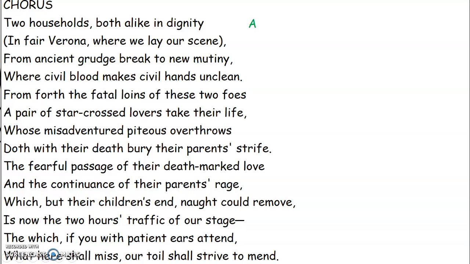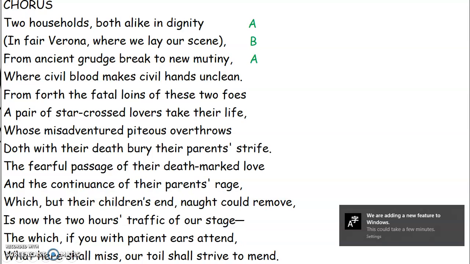So you're reading the lines: two households, both alike in dignity, in fair Verona where we lay our scene. So dignity and seen do not rhyme. So you label the first line as A and the second line as B because these do not rhyme. Then you read the next one: from ancient grudge break to new mutiny. Mutiny, dignity. They rhyme. Mutiny, seen. They do not rhyme. So mutiny would be labelled A. This is because these two rhyme. And then we have seen, unclean, and that is B, and that is because these two rhyme.